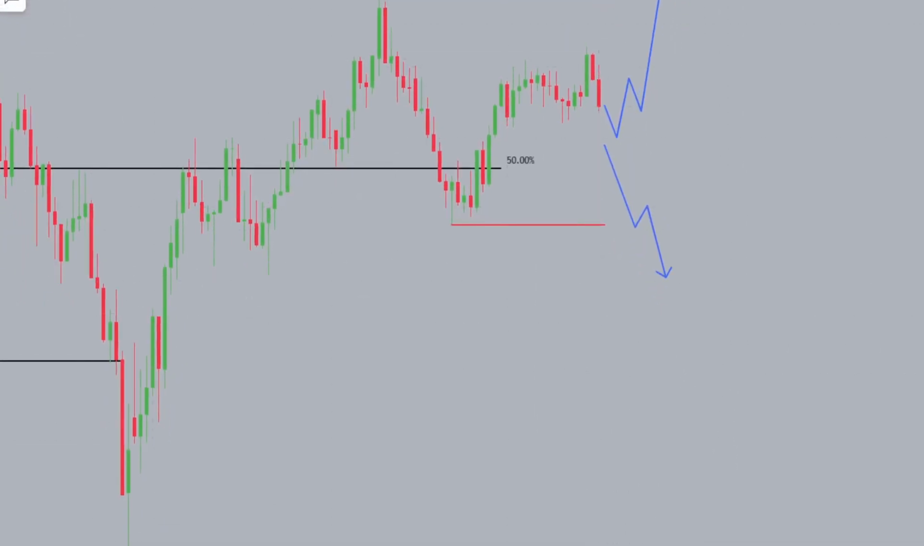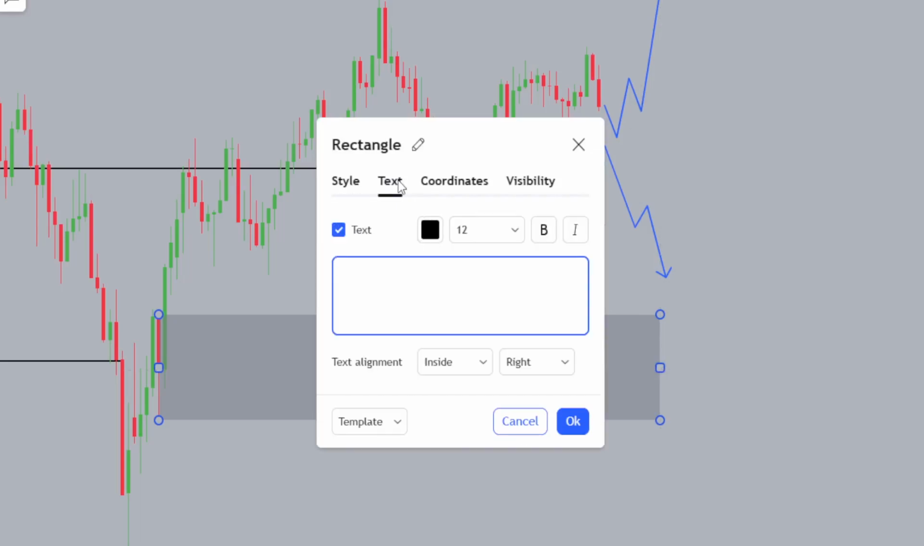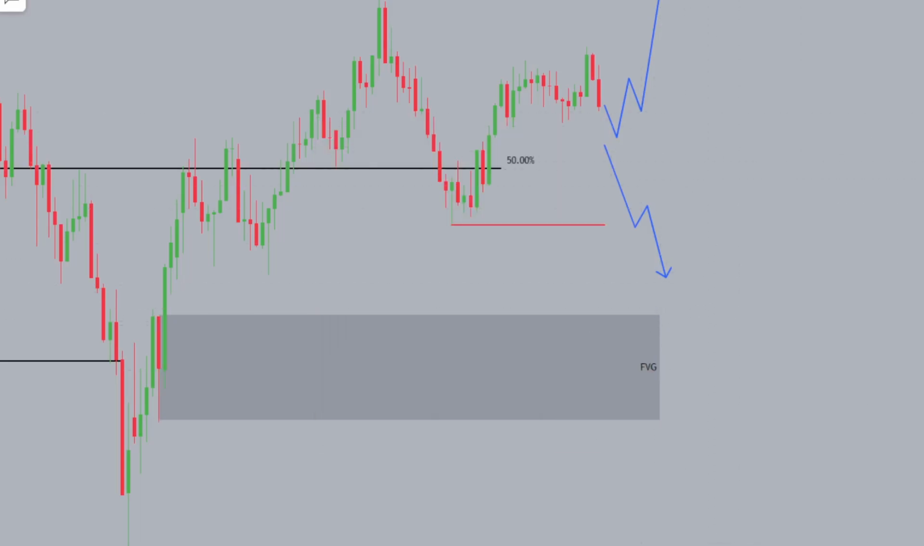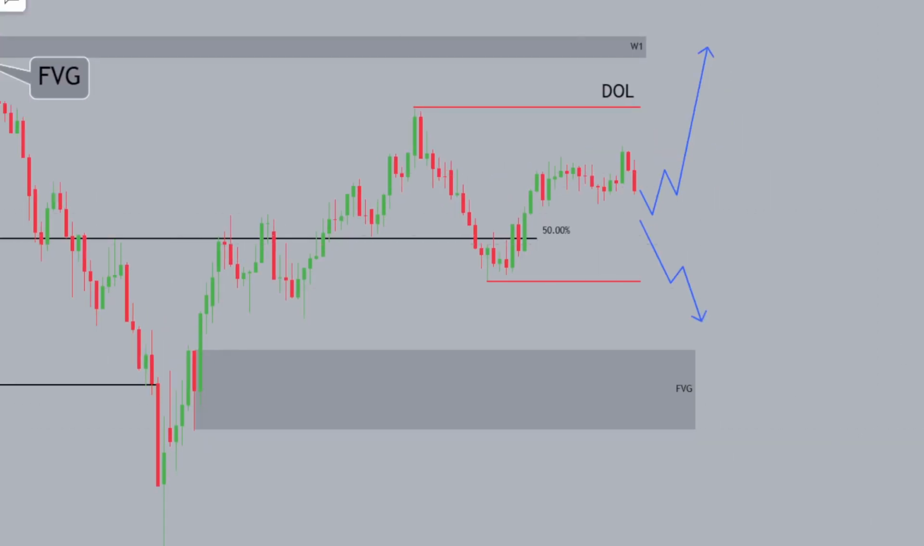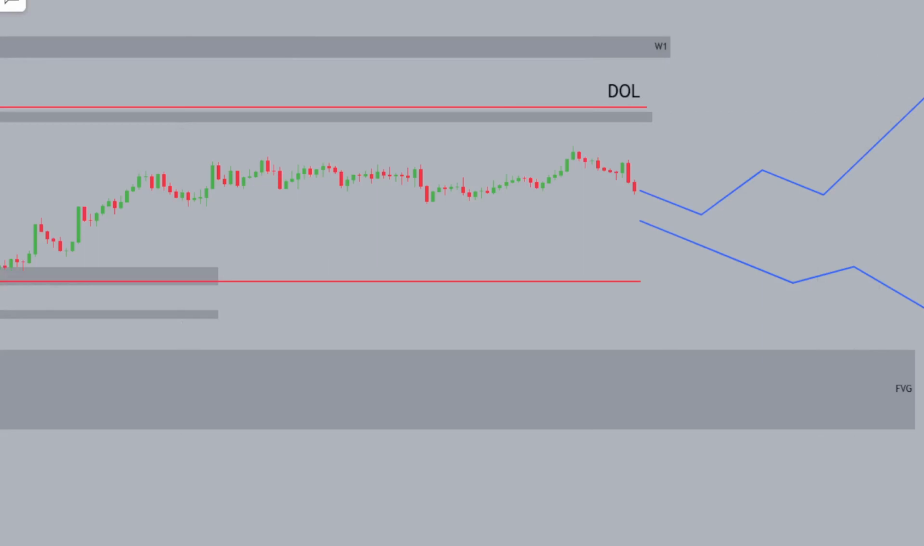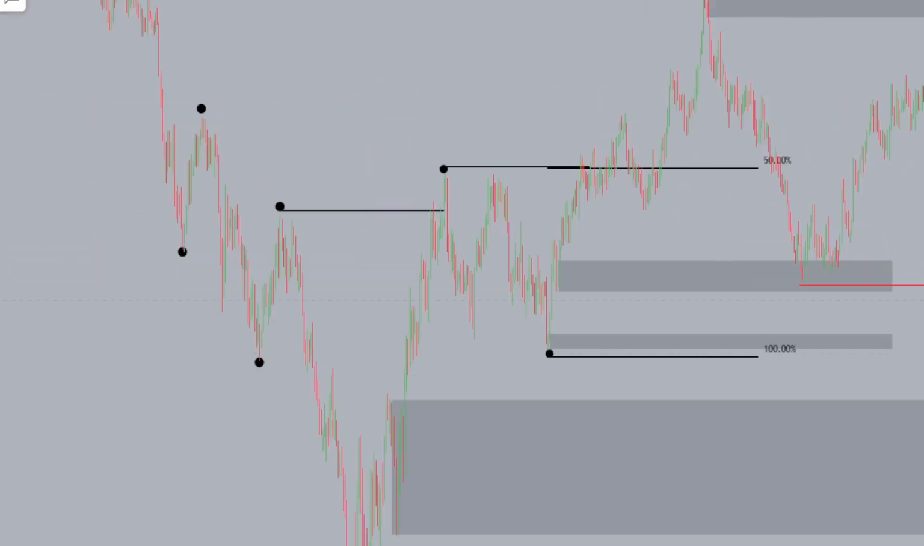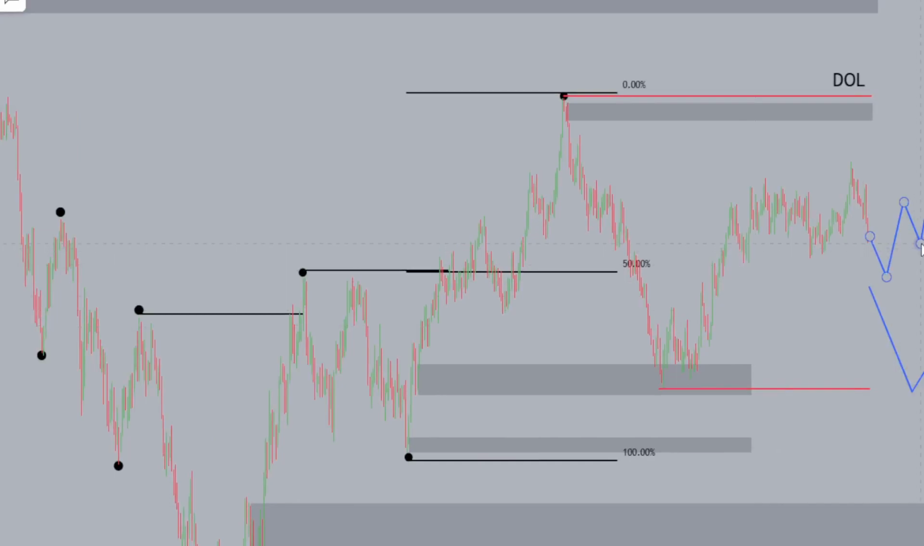Something to note as well is that we do have a fair value gap in the discount area. So we have a fair value gap over here. This is a weekly fair value gap, which price could look to target at a later date as well. So this is currently how I'm looking at the weekly time frame on GBP USD. So if we go down one more time frame, we can begin to dissect the daily time frame and see where price could go from here.